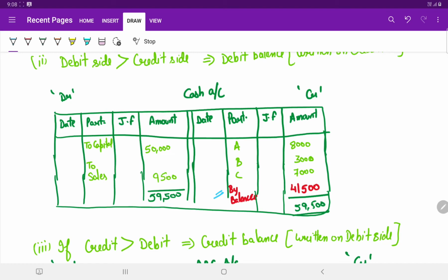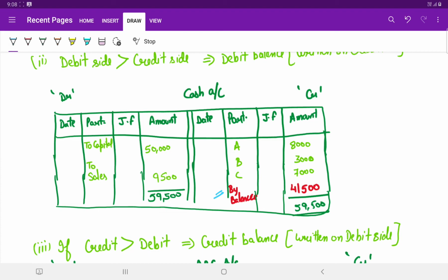So let us see an example of a cash account here. So to the capital account 50,000 is invested, it is debited. Then to the sales account, the amount paid through the cash is 9,500. So a total of 59,500 is on the debit side in the cash account. Now on the credit side, the payments that are credited, they are for accounts A, B and C are respectively 8,000, 3,000 and 7,000. So a total difference of 41,500 still remains on the credit side.